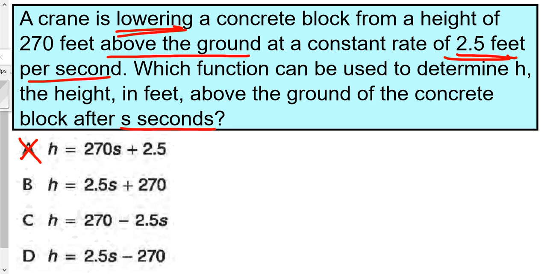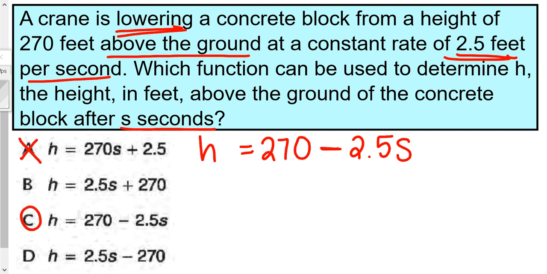Then I see that we are starting at 270 above, look at the vocabulary, above the ground, and it says that the crane is lowering. That tells me that it's going to be subtraction. So using that information, your answer for this question should be C. You're starting at 270 above, so it's assumed that that's a positive, and you are lowering, that tells me that I'm using subtraction at 2.5 feet per second. We're trying to find the height.